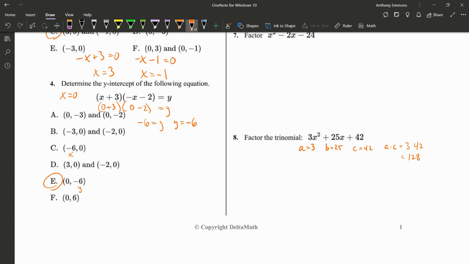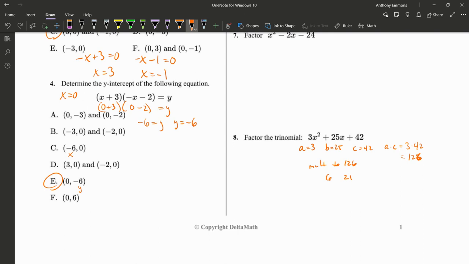Make sure I did that right. 126. And now we need two numbers to multiply to 126 that add to 25. What could that be? Well, you obviously have 3 and 42, but that's going to add to 45, so they've got to be a little bit closer together. I was thinking 6 and 21, but those multiply to 126 and add to 27.